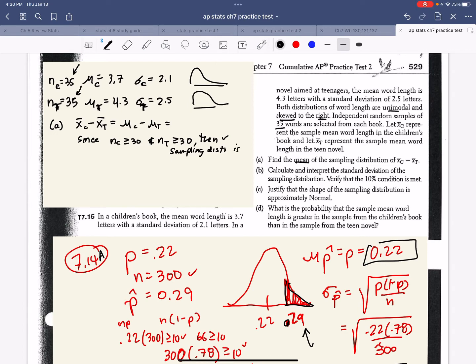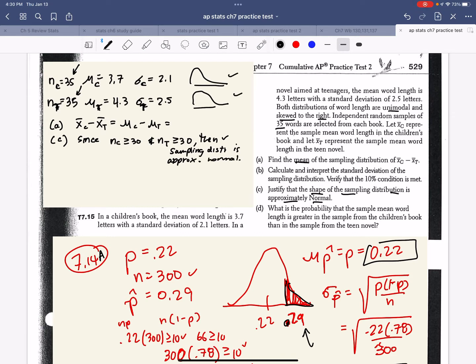It says justify the shape of the sampling distribution as normal. So look at me, I'm just trying to answer question number C already. Since those, then the sampling distribution is going to be approximately normal, even though the other two distributions aren't.